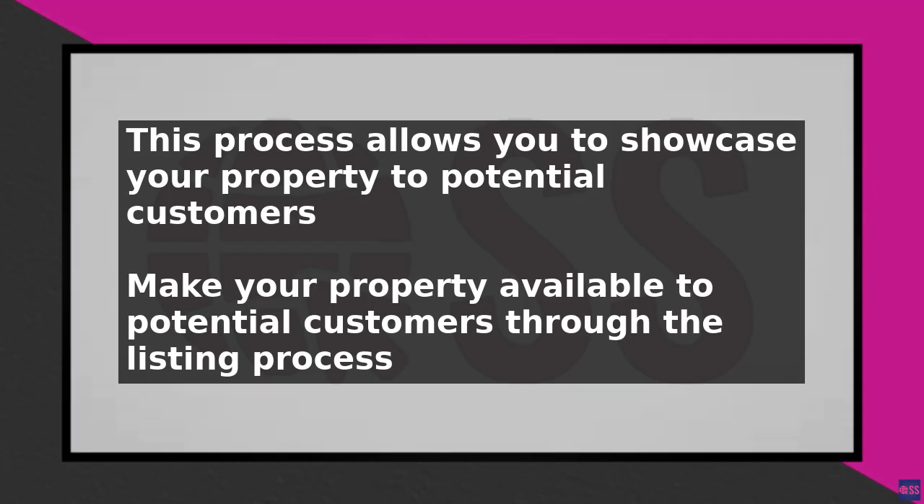To list a property, go to the application's website, where you'll find the Expedia Group option. Here, you can choose to list either a product residence or a lodging. This process allows you to showcase your property and make it available to potential customers.